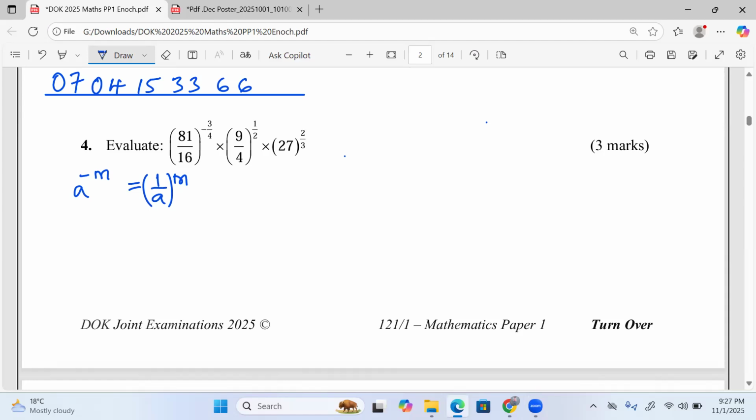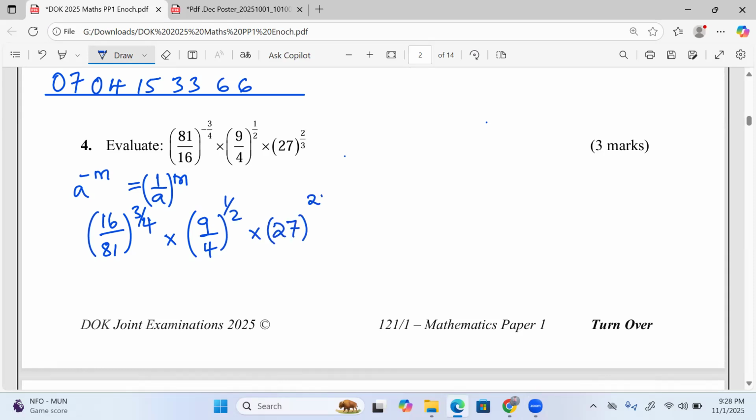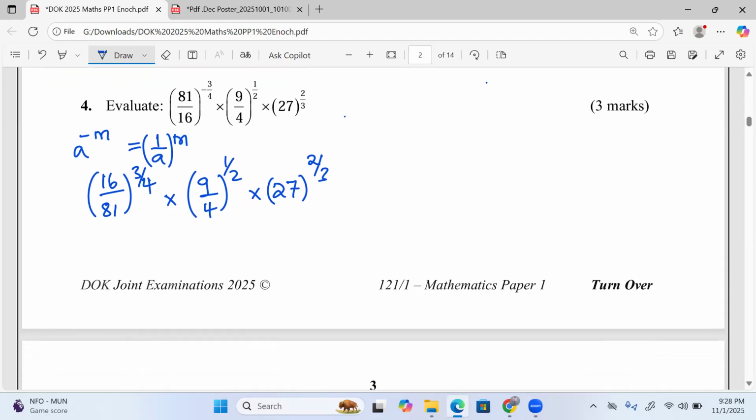So instead of 81 over 16 now, we have it as 16 over 81. Then this now is raised to 3 out of 4. We have applied now. The power becomes positive. 9 over 4 raised to half, 27 raised to 2/3.